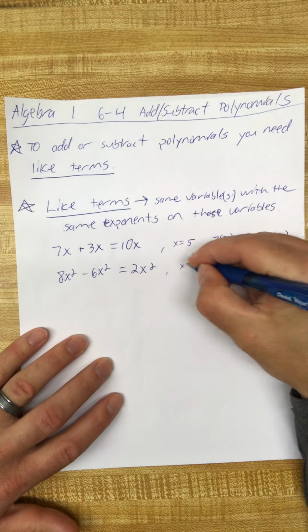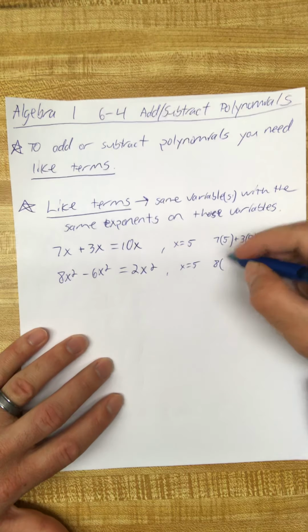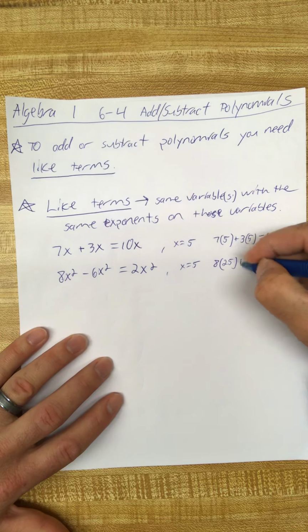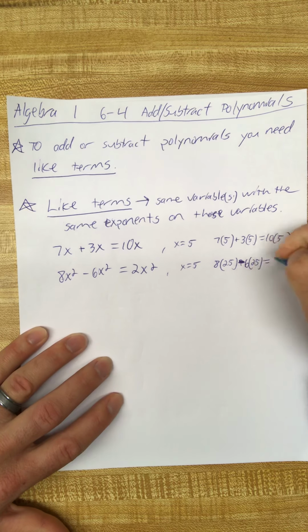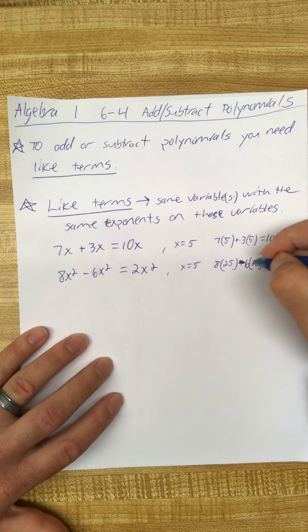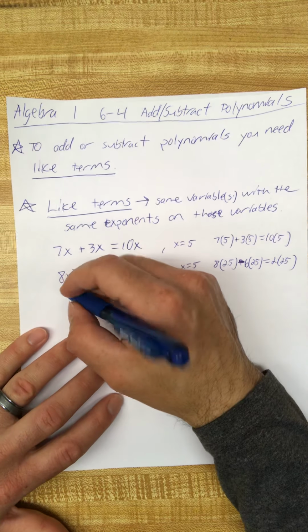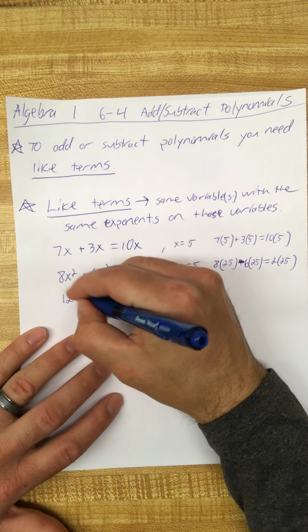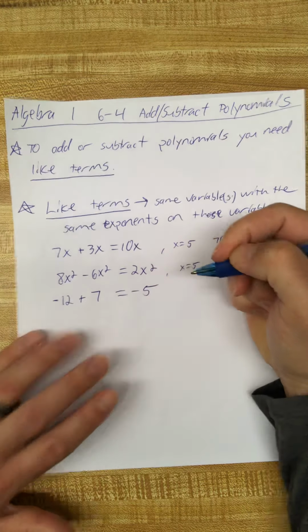And again, if x was equal to 5 in this case, you'd have 8, 5 squared is 25. You'd have 8 25s minus 6 25s. You got 2 25s there. It's like saying I got 8 quarters. I take 6 of your quarters. You have 2 quarters left. All right. Or, if they're just constants, let's say negative 12 plus 7, is negative 5.